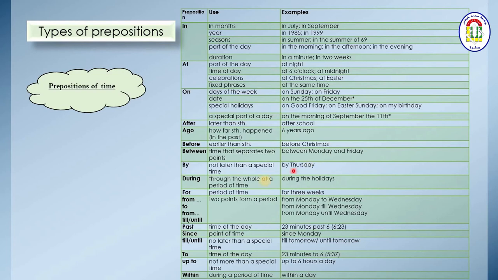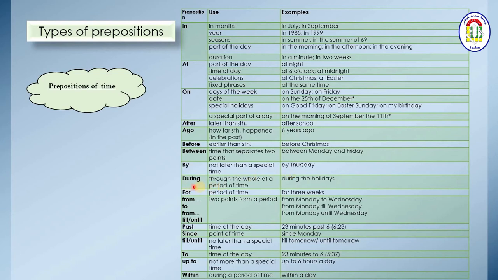Okay. By, no later than a special time. By Thursday. Okay. I don't exceed by Thursday. Okay, it will be finished. By Thursday it will be finished. No later than a special time. So by, for example, by Sunday I will be here. Okay, so here I try to make the time special.